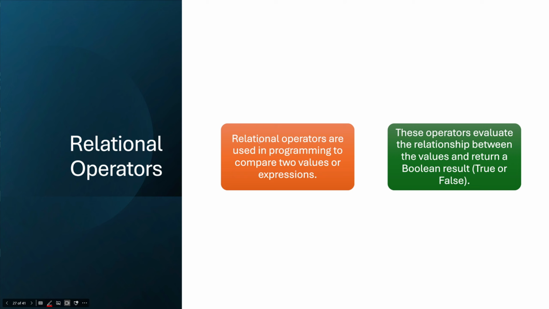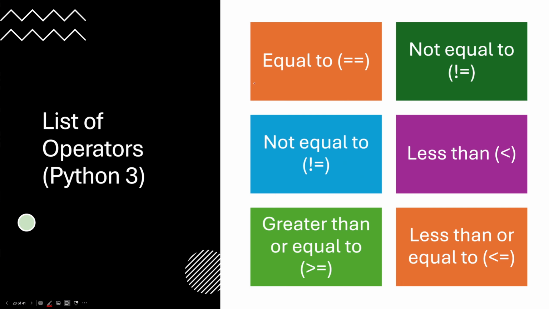We also have relational operators. They're used in programming to compare two values or expressions. These operators evaluate the relationship between the values and return a Boolean result, true or false. So for example, these are the signs here. Equal to checks if value A on the left is exactly equal to value B on the right. If it's true, then it's equal. This checks if it's not equal. I think I did that twice by accident. This checks if it's greater than or equal to. This checks if it's less than or equal to. I think this was supposed to be greater than, which is supposed to be the opposite of less than.